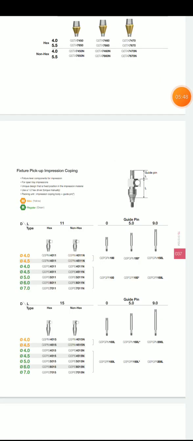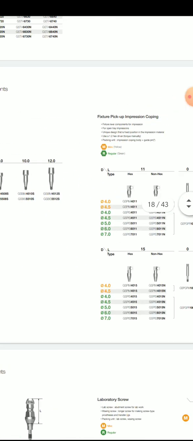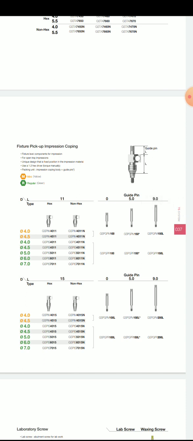So coming to the impression technique for a transfer abutment, you can either do a pickup impression or a transfer impression. What is a pickup impression? For a pickup impression, we use the impression coping that looks like this, as shown in the diagram, and it is mainly an open tray impression. For a transfer impression, we use a closed tray impression.